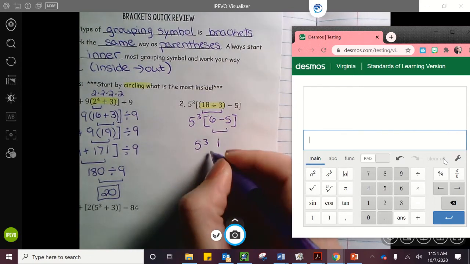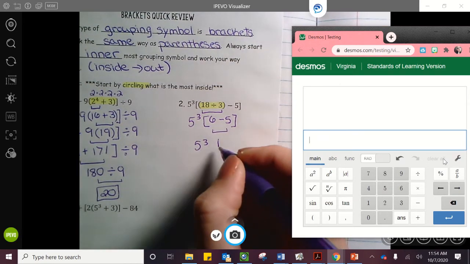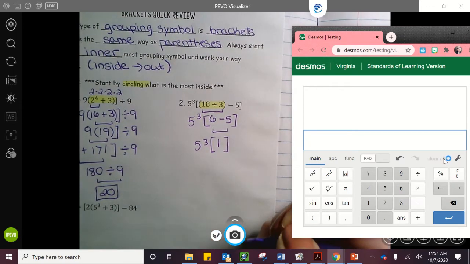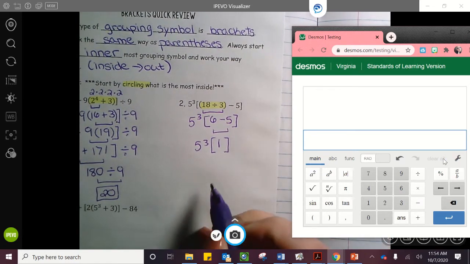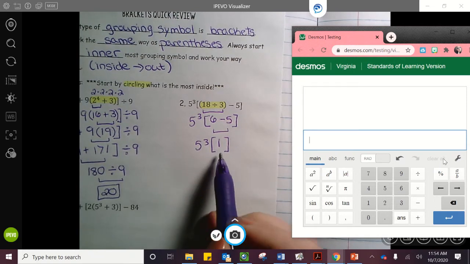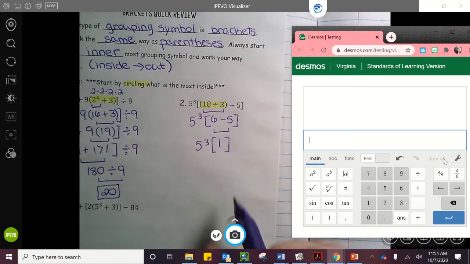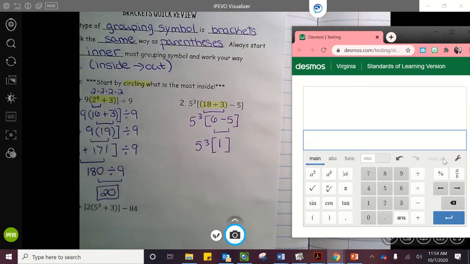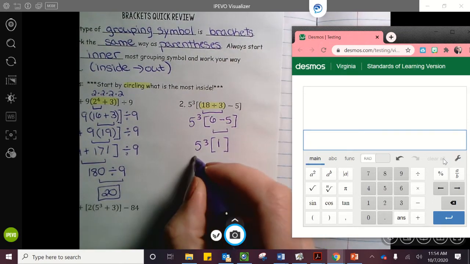So again, you can carry down the brackets to show multiplication. You can show multiplication a different way, but you have to show multiplication. All right, so now I'm left with exponents and multiplication. The 1 is being multiplied by that. So I would do my exponents next. I can't multiply by 1 until I know what this number is that I'm multiplying by 1. So 5 cubed.